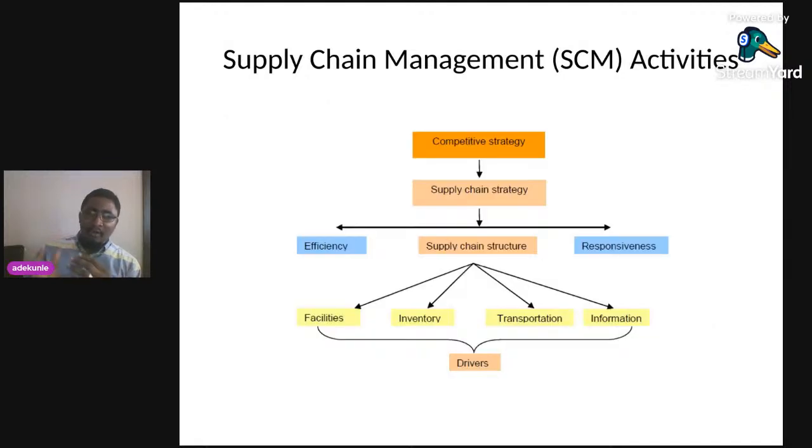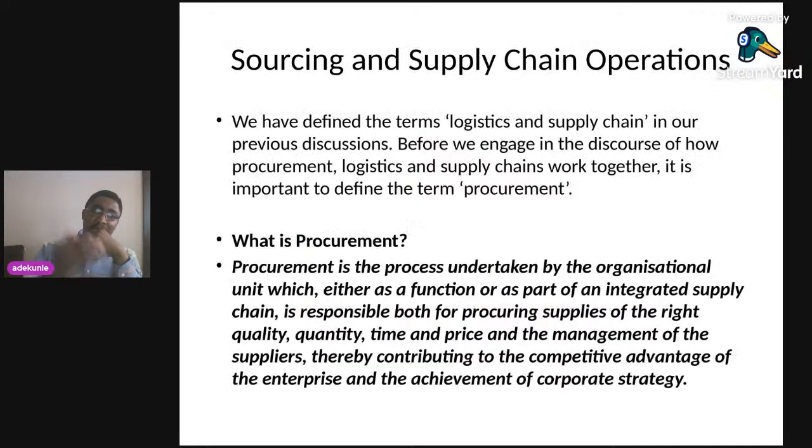All right, and of course, this is what we're talking about. In order to come up with a complete strategy, there is a need to identify your supply strategy, and your supply strategy will strike a balance between your efficiency and your responsiveness. And of course, those facilities, your inventory, your transportation, information flow, which are your drivers, will find a way to balance the scale within your supply chain activities. Of course, this is a matter of introduction.